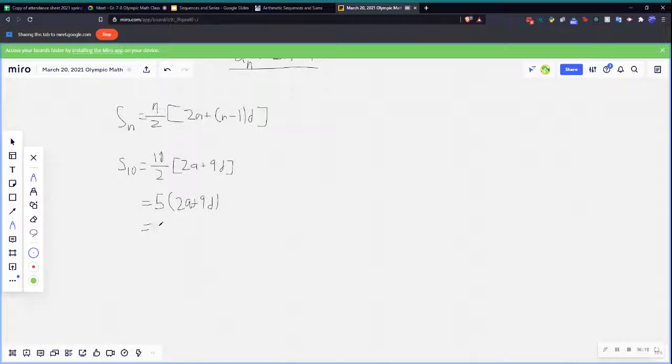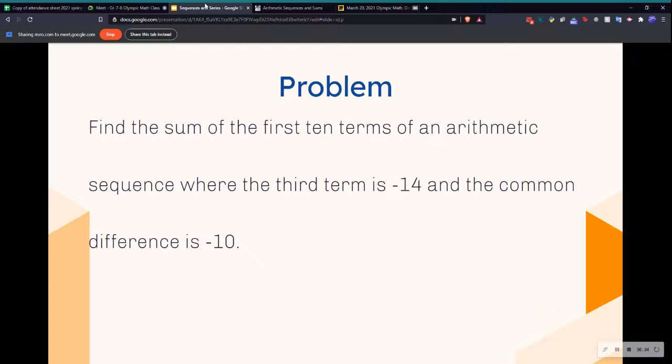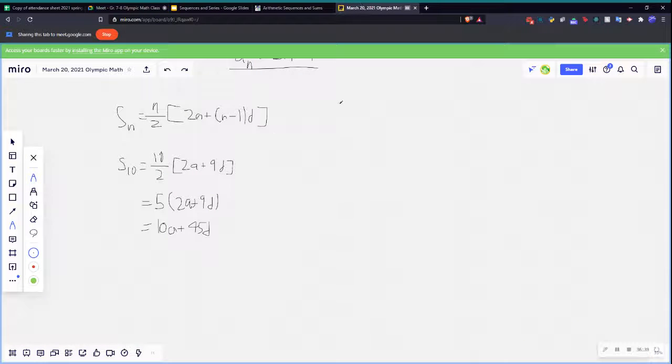Right, and we can expand this. So we just say 10a plus 45d. So our final sum will be equal to this, but we have to figure out what a and d are. So what else are we given inside the question? We know that the third term is negative 14, so a of 3 is equal to negative 14. And we also know that the common difference is negative 10, so d is equal to negative 10.